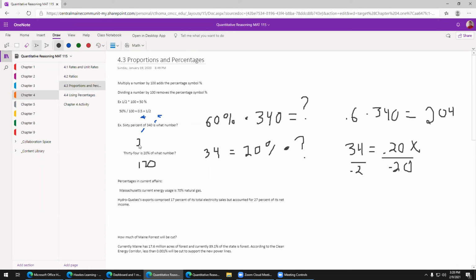And this one is 204. That's supposed to be a 7. Yeah, making it worse by trying to clean it up. Erase. 1, 7, 0. And that's really all there is to percentages. It's just moving things around to get to them.